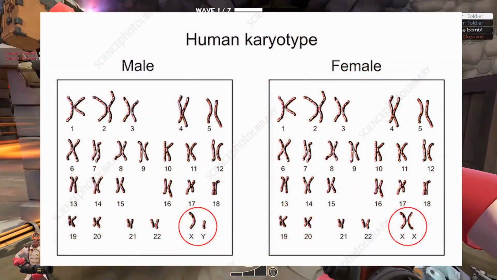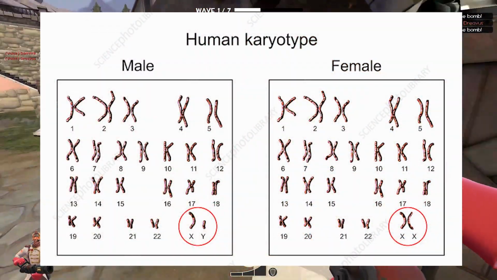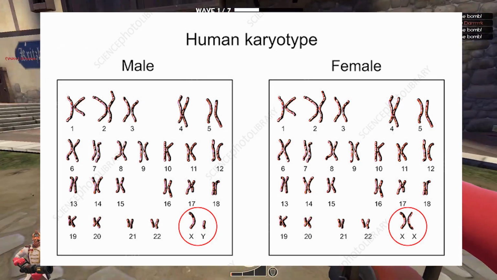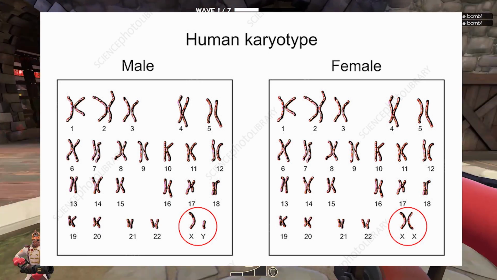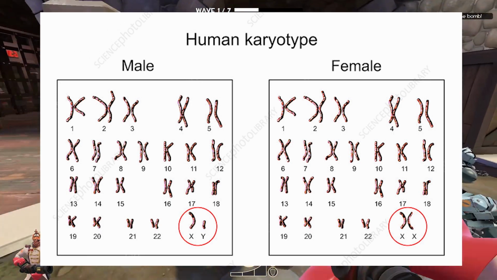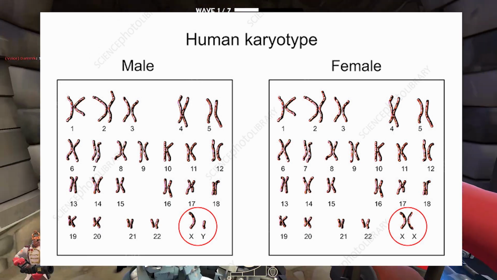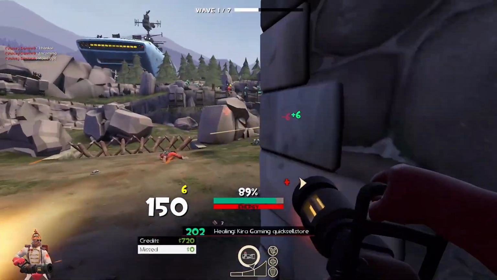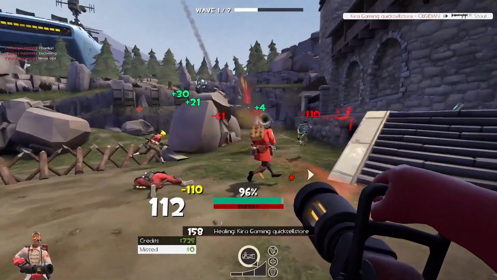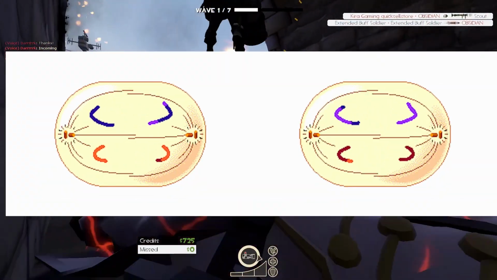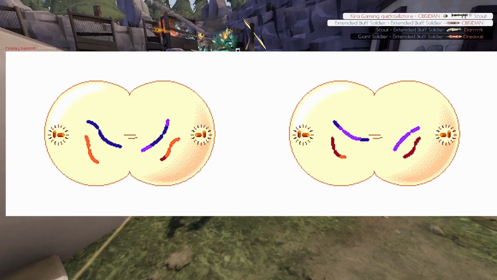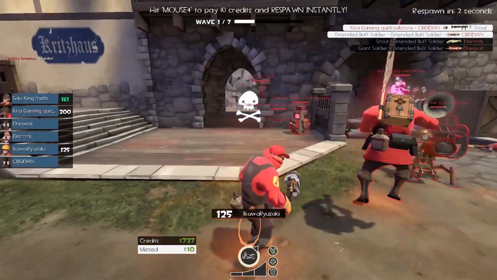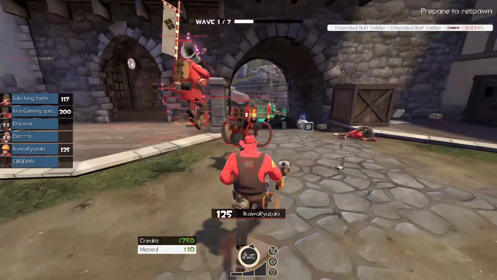There are 22 pairs of autosomes and 1 pair of sex chromosomes in each human body cell. In females, the sex chromosomes are XX, while males have sex chromosomes which are XY. During the formation of these sex cells, each pair of the 22 autosomes and 1 pair of the sex chromosomes separate, resulting in 23 chromosomes in each sex cell. They're not pairs of chromosomes, but singular.